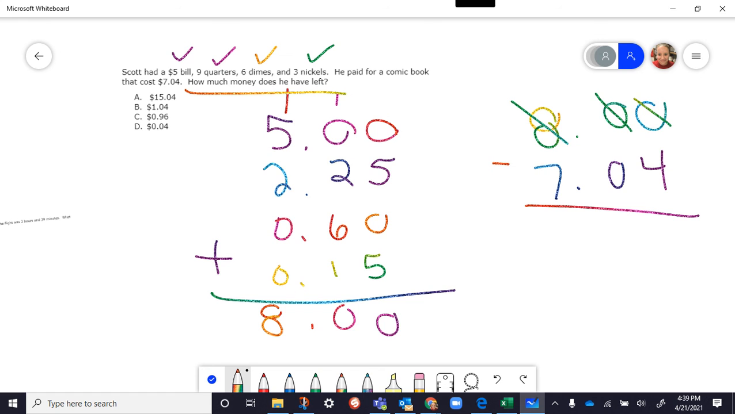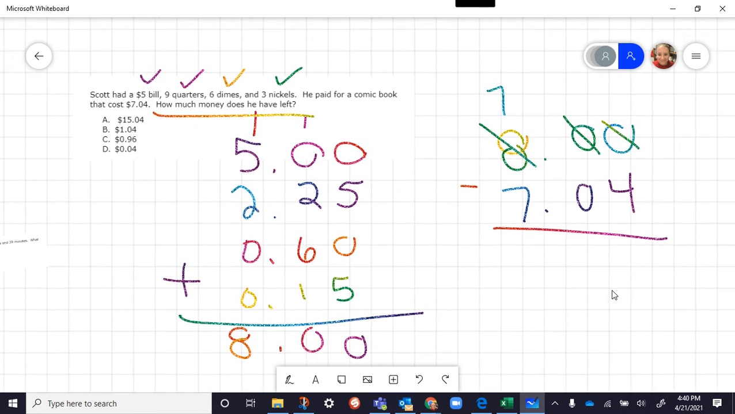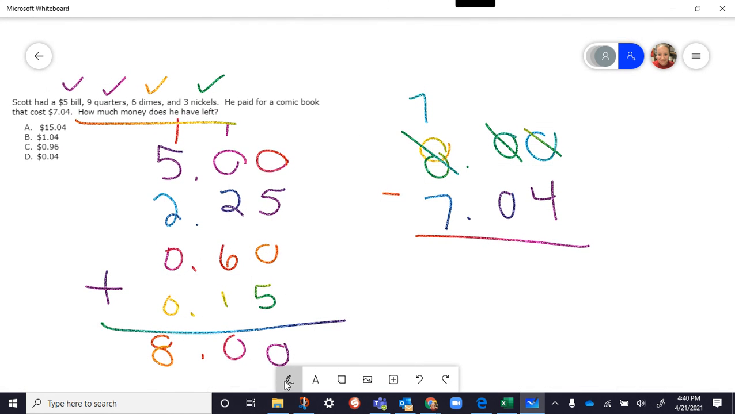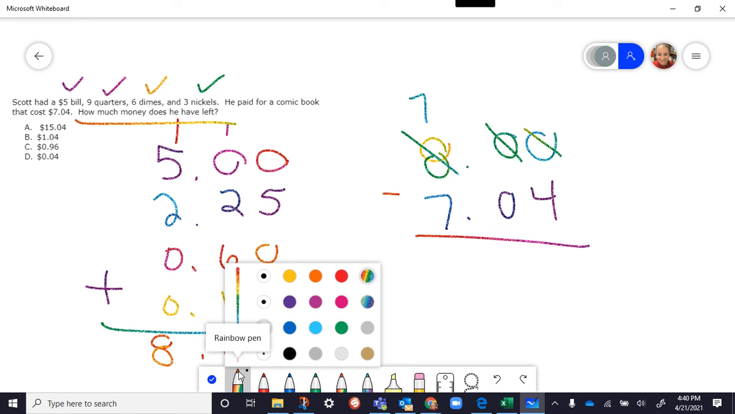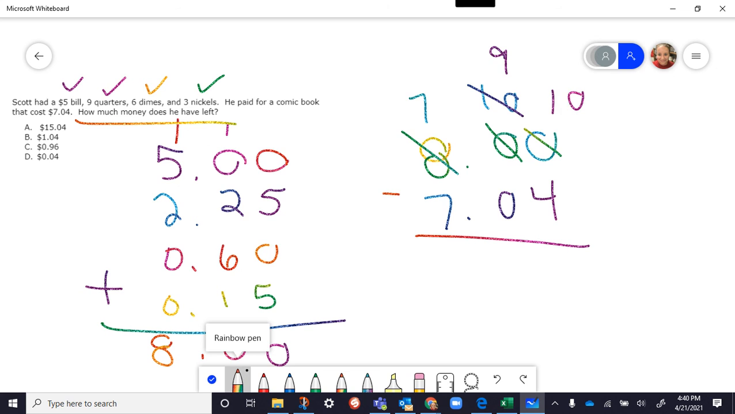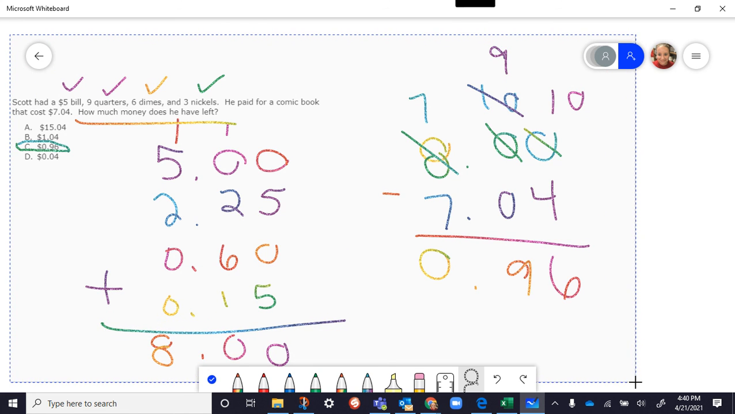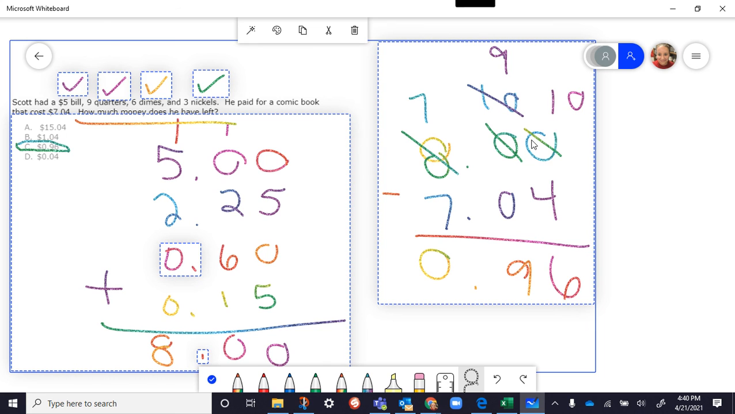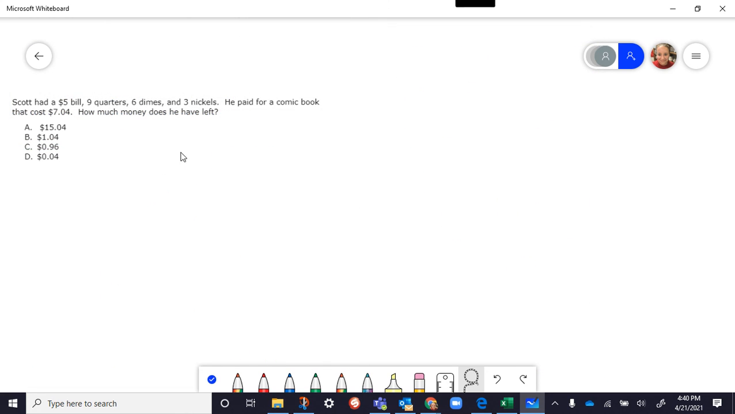So we can't do 0 minus 4, so we've got to do some regrouping. So this is going, let me see if I can move this down. Right there. This is going to be turned into a 10, then a 9, and a 10. All right, so subtract that. And he has got his 96 cents left. So with the $8, make sure you're lining up everything. Anytime you have money problems and you have a whole number, you want to put the decimal point and the 2 zeros after.